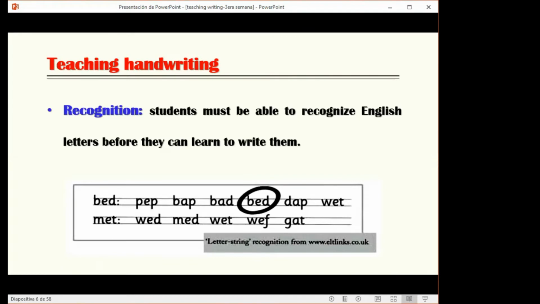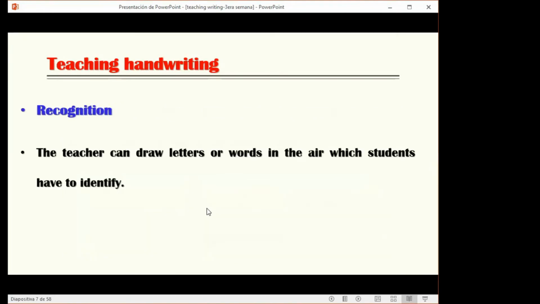Another one you have here, letter string recognition. This is one of the exercises that we could do with our students, not specifically kids. Or the other one, the teacher can draw letters or words in the air, which students have to identify. So you draw letters in the air.